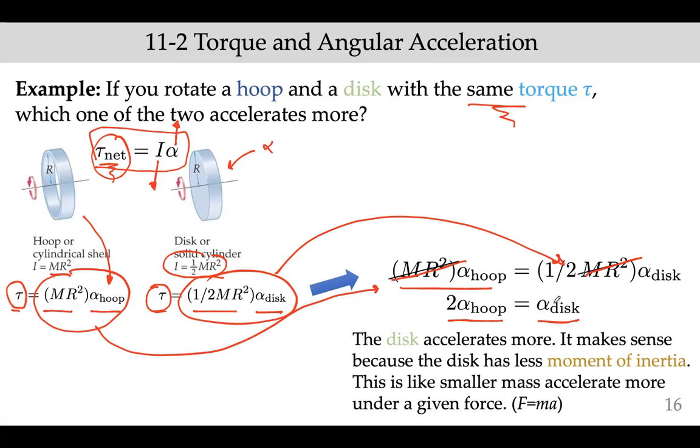So which one is larger? Of course, alpha disk is larger. You can see from here, if alpha hoop is 1, alpha disk becomes 2 times 1, it becomes 2. So the disk accelerates more. It makes sense because the disk has less moment of inertia. This is like a smaller mass accelerating more under a given force. Again, you can use the analogy with linear motion.